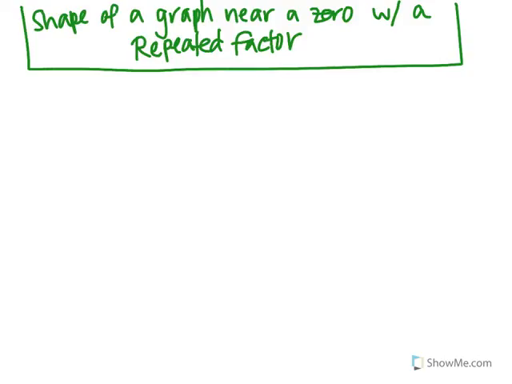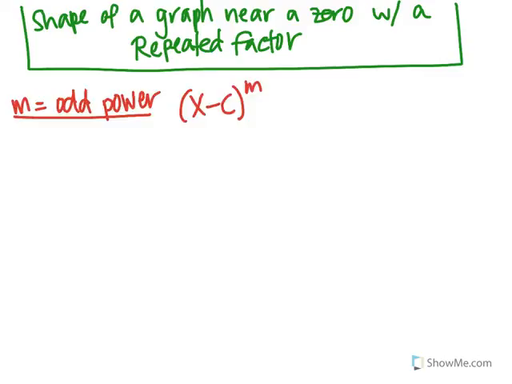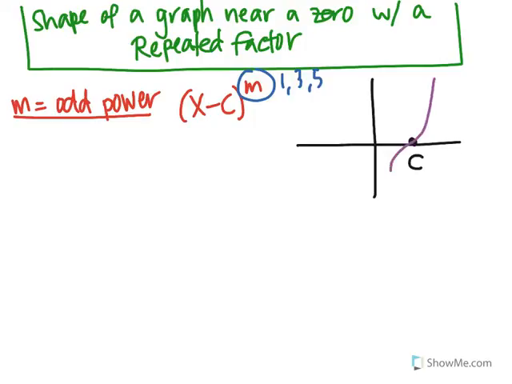So we're going to talk about the shape of a graph near a 0 with a repeated factor. Starting off, we're going to talk about if it's an odd power. If m, which is our exponent right here, is an odd power, meaning 1, 3, 5, 7, and so on, our graph will slice through at positive c, because positive c is what will make that 0. And if it's 3, 5, 7, it will either bend like that, or, let's say this is c, it can bend this way. In either case, it slices through the 0.